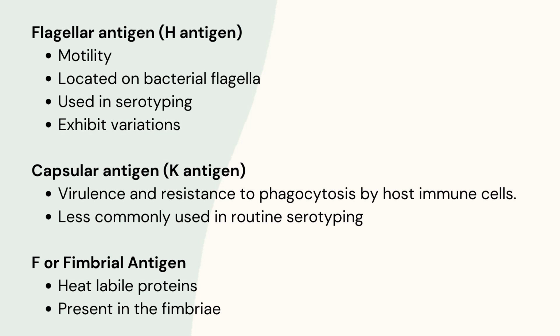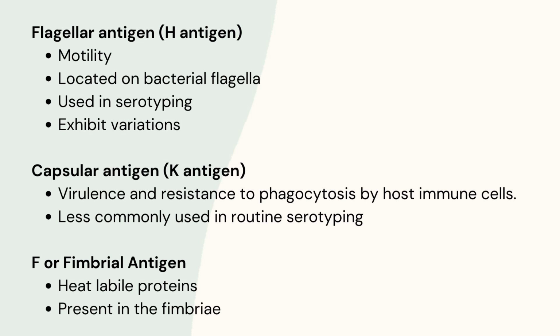Capsular antigen or K antigen. As we have already said, some strains of E. coli produce a polysaccharide capsule surrounding the cell wall. So this K antigen contributes to virulence. Virulence is the ability of a pathogen to cause disease and the resulting severity of the illness. And they also resist phagocytosis by host immune cells.